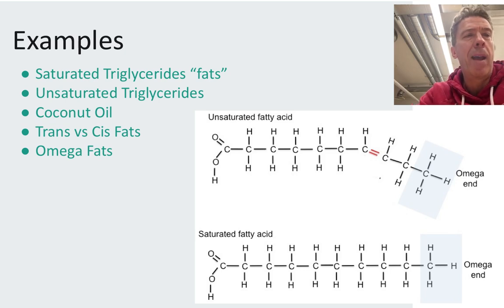And when we talk about omega fats, all we're talking about, if we talk about an omega-3 fat, chemists like to number their carbons. So if this was carbon 1 here by the omega end, carbon 2, carbon 3, an omega-3 fat means that it has a double bond between carbon 3 and carbon 4. Okay? If we changed that double bond to between carbon 6 and carbon 7, it'd be an omega-6 fat.